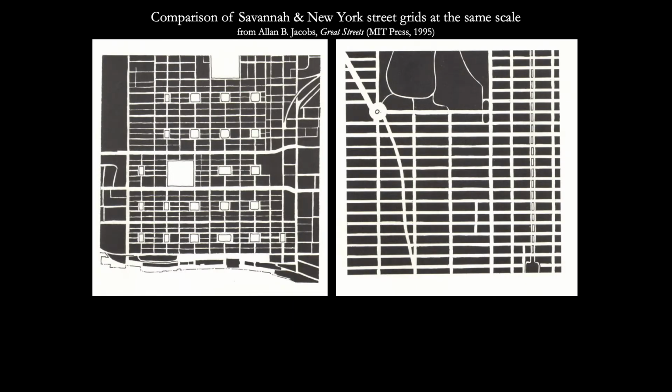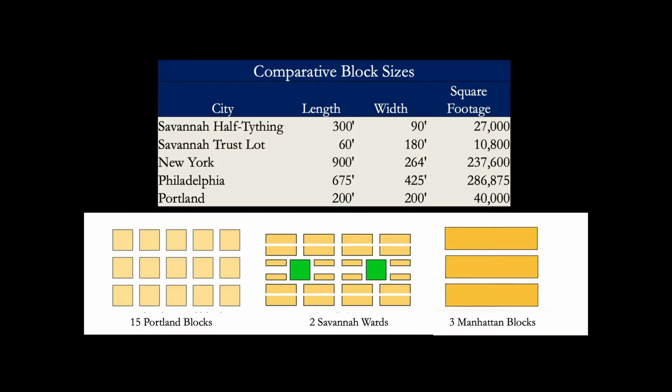Let's just compare them. Here is the Savannah grid and the New York grid in Alan Jacobs' figure ground drawing. Each of these is a 1 square mile section of the city. And of course, in Savannah, we get the whole thing within the mile square. And I think you can see what I mean by fine-grained and nuanced as compared to the New York plan. Let's put a little teeth on this. So the actual size of the Savannah plan is small, right? This is one of its great features.